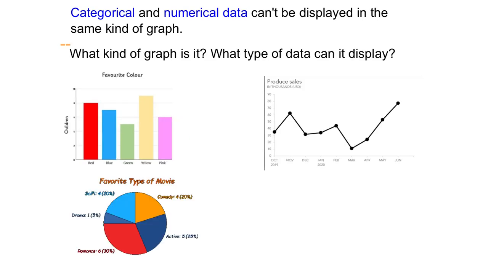So here I have 3 different graphs, and they're meant for different types of data. So what I'd like you to do is take a moment of time to talk with a partner or just think in your own mind, what type of graph is this? What's it called? And also, what kind of data would it display? Would it display categorical data, or would it display numerical data? So pause the video and see if you can come up with the names of these types of graphs and what type of data it can display.